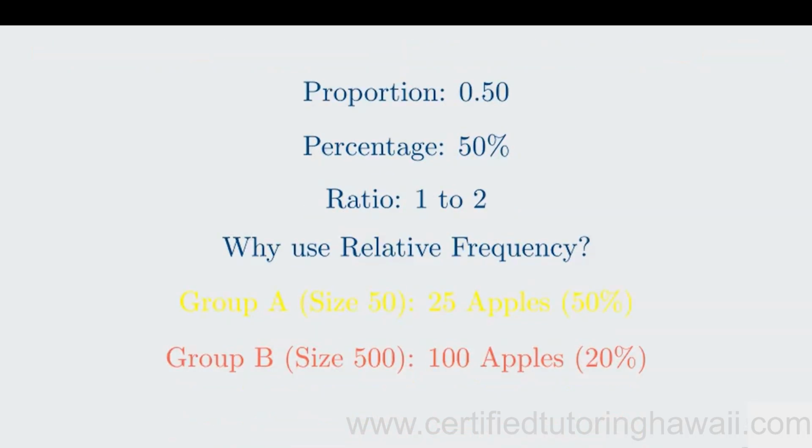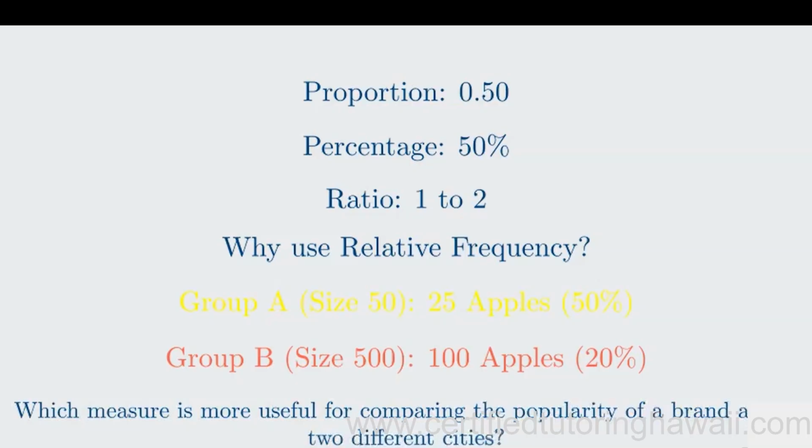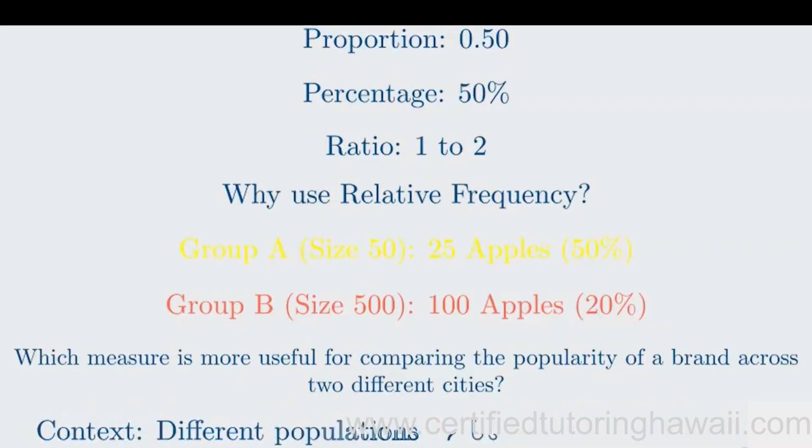Take a moment to think, which measure is more useful for comparing the popularity of a brand across 2 different cities? Always think about the context. If the cities have different populations, relative frequencies are usually the way to go.